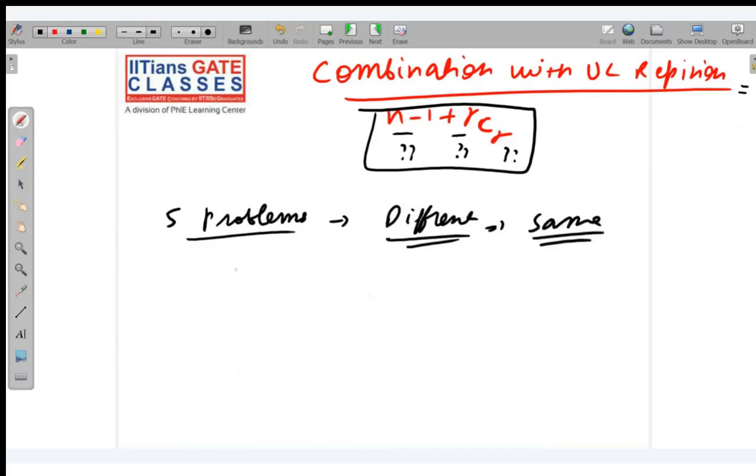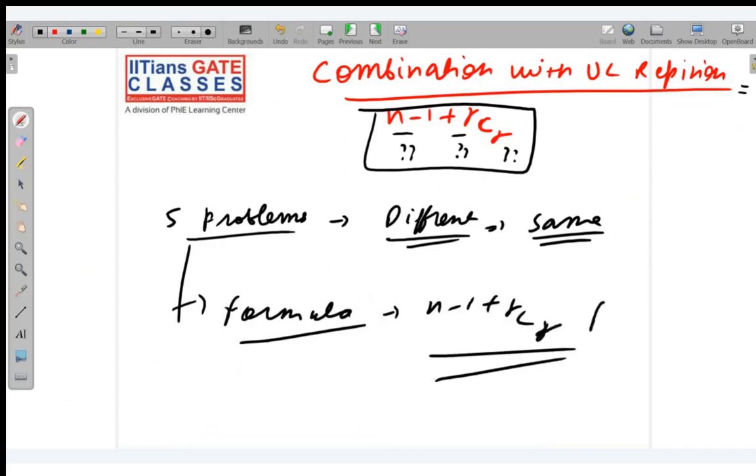And for all these problems we will use the same formula. What is the formula? (n minus 1 plus r) C r. Don't worry about the proof and all. I will give you the proof of each and everything, but we will do all these things step by step.